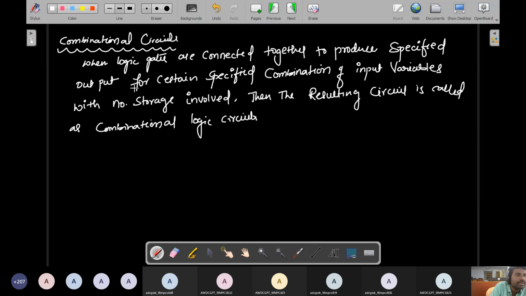Understand everybody? When logic gates are connected together to produce a specified output for a certain specified combination of input variables, we have a lot of input combinations, but for each combination we get a specified output. There are no storage devices, so there is no storage involved, and the resulting circuits are called combinational logic circuits. I'll draw the block diagram of a combinational circuit so you can understand.